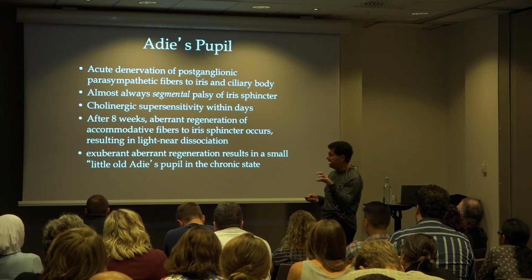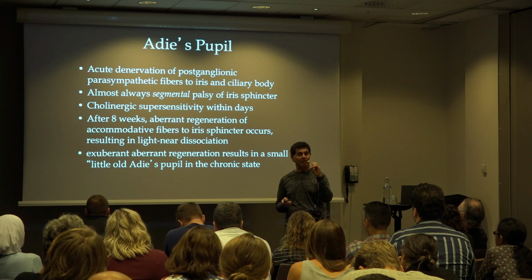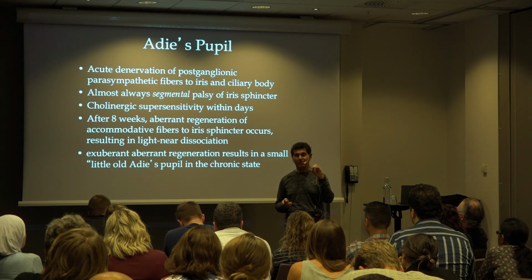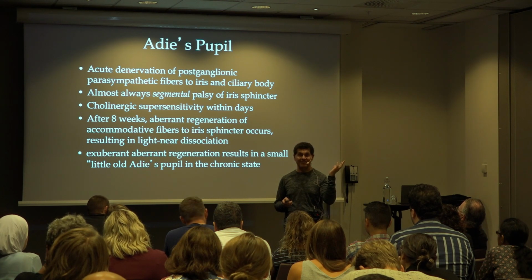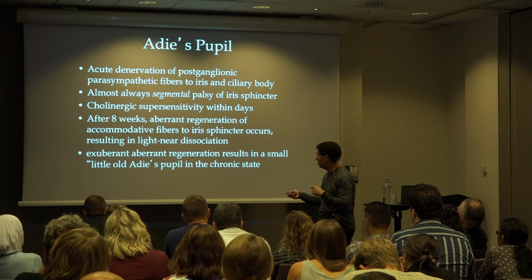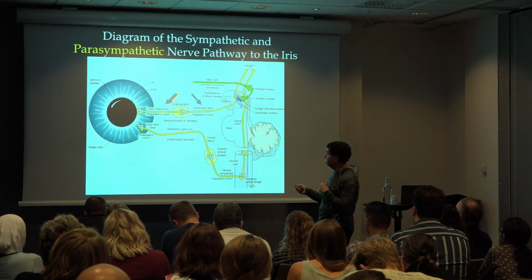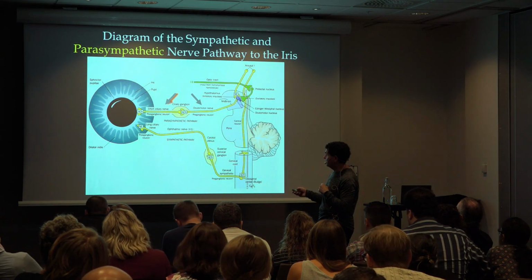And when there's a lot of aberrant reinnervation, it keeps the pupil small all the time because the accommodative fibers are innervating the pupil. It doesn't care what the lighting condition is. People call that a little old Adie's pupil. So the lesion is here, post-ganglionic.